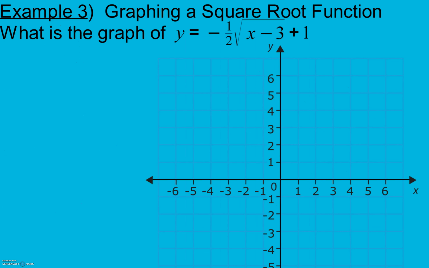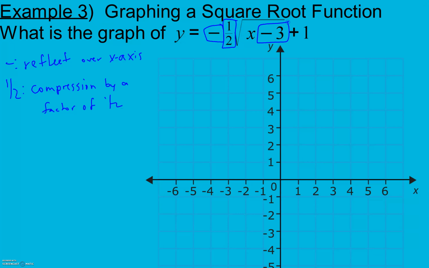In example 3, we're going to graph a square root function. If we look here, we have a bit more going on. We're going to pick out what our translations and transformations are from our function first. So the negative is still going to reflect over the x-axis. The half, since it's multiplied in front, is still going to be a compression by a factor of a half.